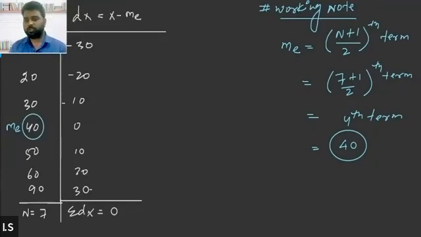Which value are you talking about? Sigma dx. I added, sigma dx will be 10 plus 20 plus 30, so 30 plus 20 will be 50, 50 plus 10 is 60. Right? And 10 plus 20 plus 30, so all these positive values will be 60 and all these negative values will also be 60.